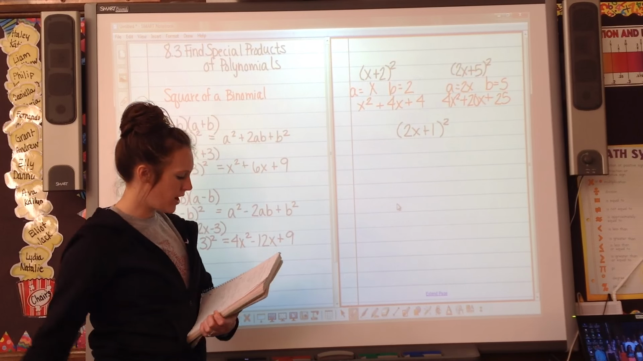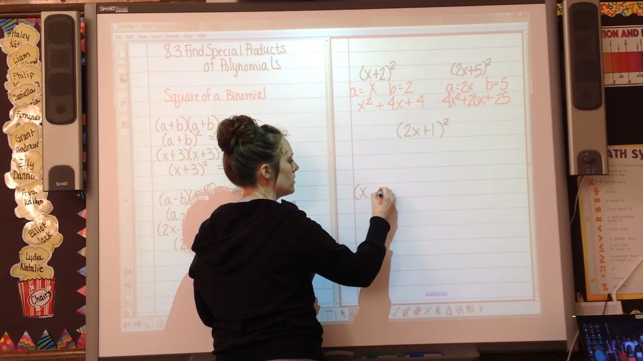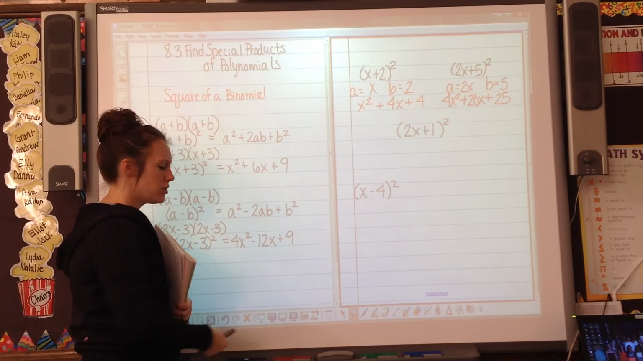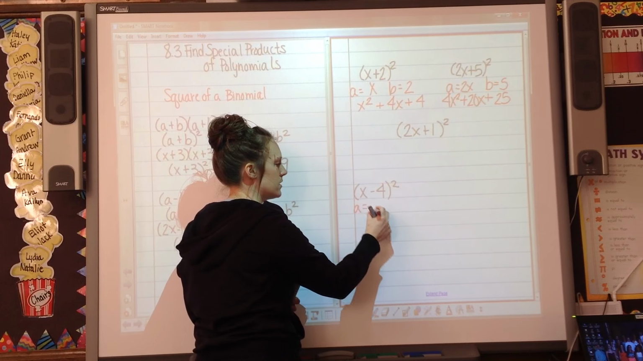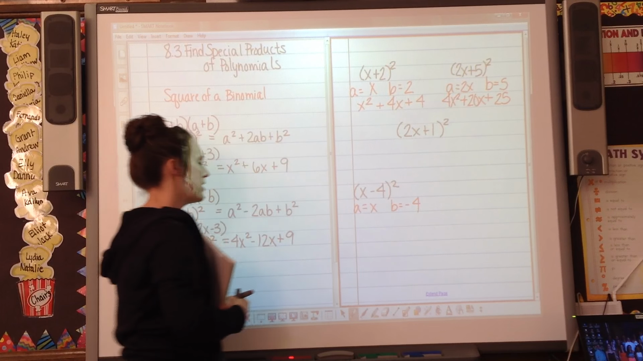Okay, so we're going to try x minus 4, the quantity x minus 4 squared. Again, you're going to want to identify your a term and your b term. Your a term is your first term, which is x. And your b term is negative 4. And I'm going to fill that right into the formula.